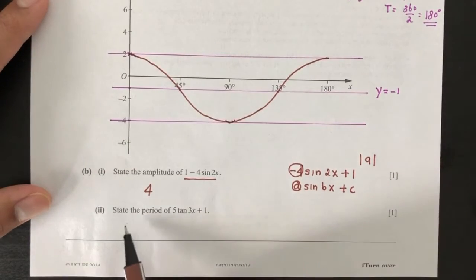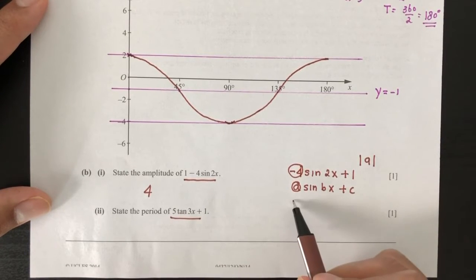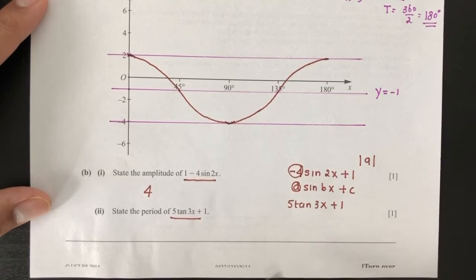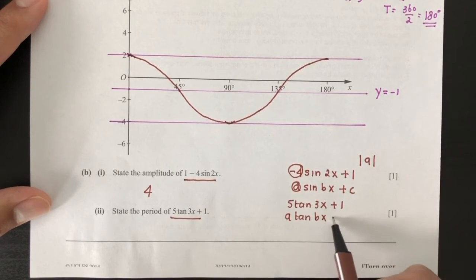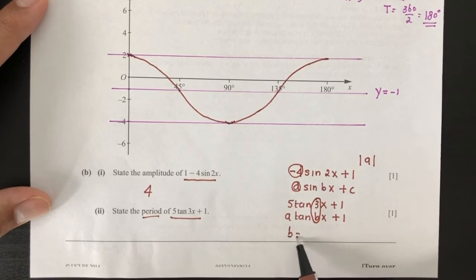Now for part 2, state the period of this one. So let's write this down in this way. So we have 5 tan of 3x plus 1. It is in the form of a tan of bx plus 1. So to find the period, we have to look at these numbers. So here b is equal to 3.